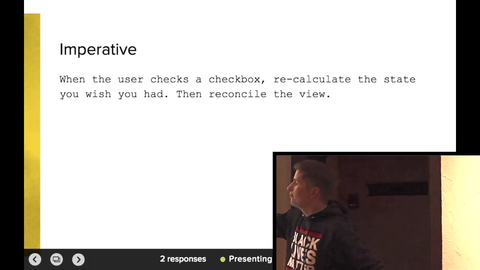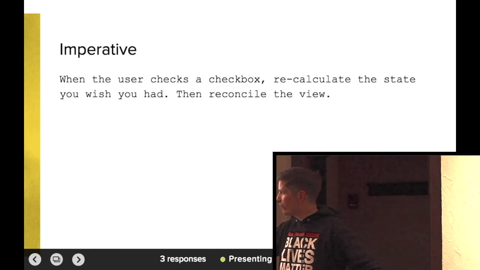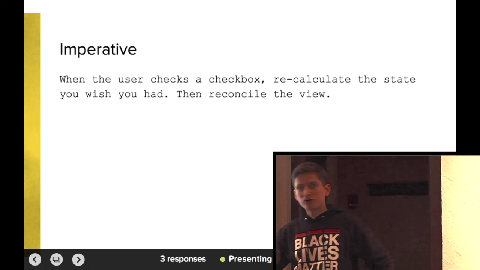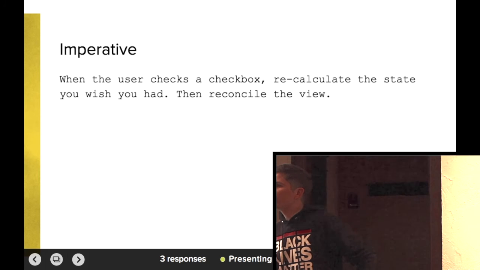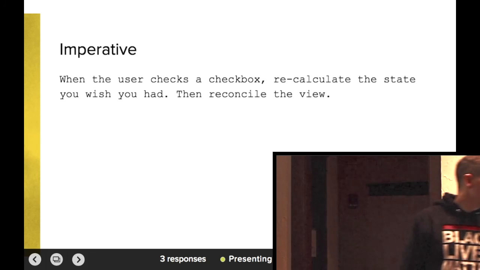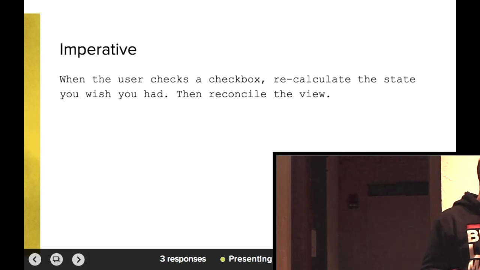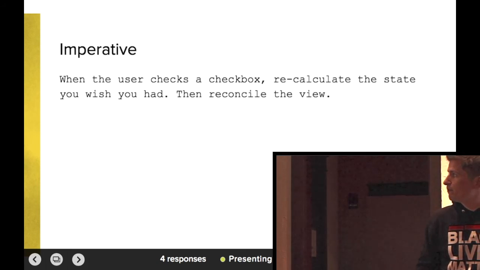The imperative program. When the user checks the checkbox, we have this time element. Recalculate the state you want. This is still imperative. You should do recalculating. And then at that point, reconcile the view. Reconciling is the part that we can sort of factor out. And the beautiful part here is it doesn't matter.